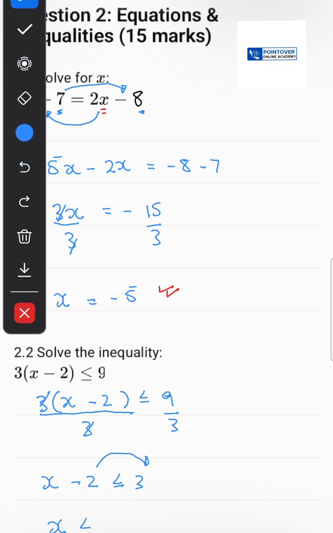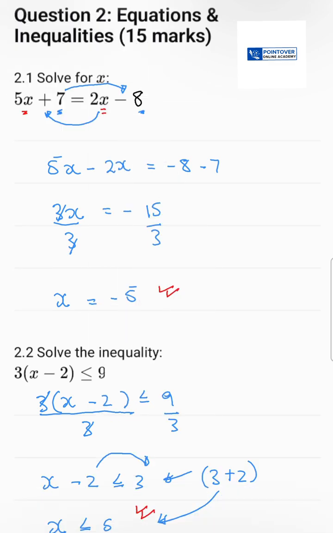Less or equal to 5, because we'll have 3 plus 2 from here, and then it will give us this. And there you have it: question 1 and question 2 on algebra. Thank you for watching. We'll come back with more questions in the next video.